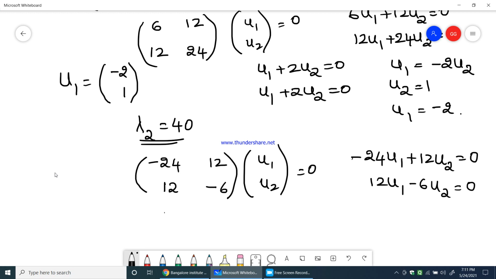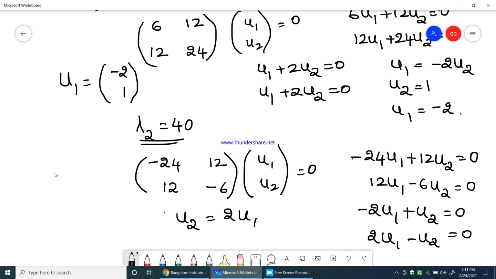I will divide the first equation by 12 and get minus 2 times U1 plus U2 equals 0. I will divide the second equation by 6 and get 2 U1 minus U2 equals 0. Therefore, in both equations, U2 is equal to 2 times U1. Now if I substitute U1 equals 1, then U2 is equal to 2. Therefore, the second vector U2 equals 1 and 2.